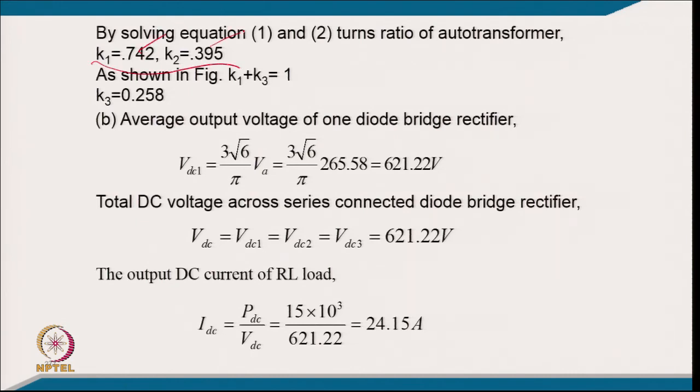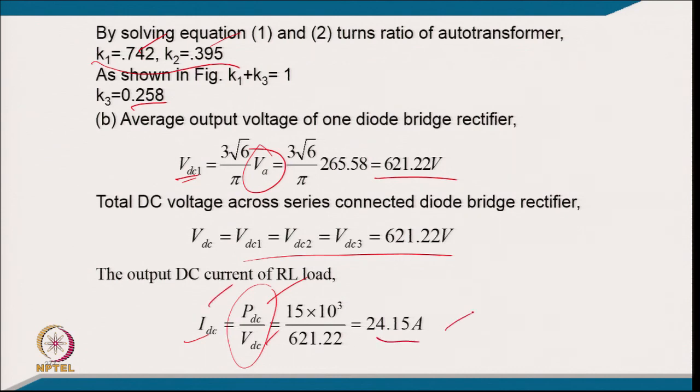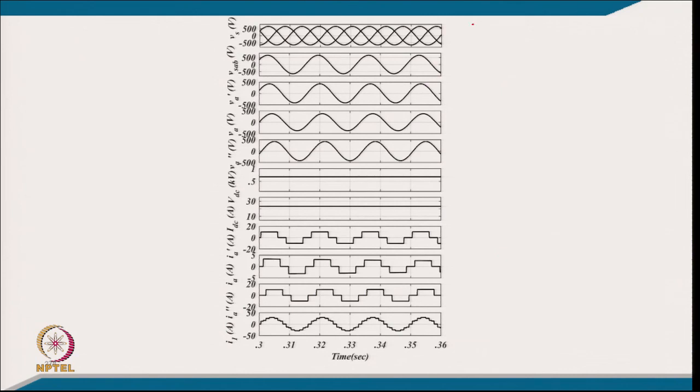You can get a constant for turns ratio, all 3, K1, K2, K3, which are shown, and once you have the line voltage as the rectifier input, you can easily find out the rectifier output DC voltage of 621.22 volt, and this is the same for both because both are connected in parallel. You can find out from the power relation, power divided by DC link voltage. So, you can get the DC link current also, 24.15 ampere, and from this you can make a model and you get the 3 phase voltage, then the phase shifted voltage, then load voltage, load current, and 3 converter currents and total current.